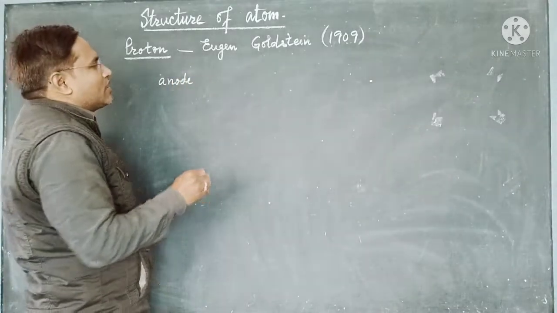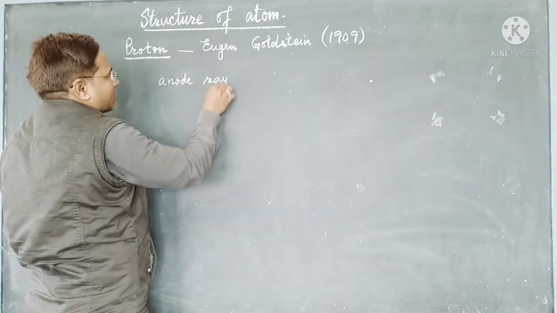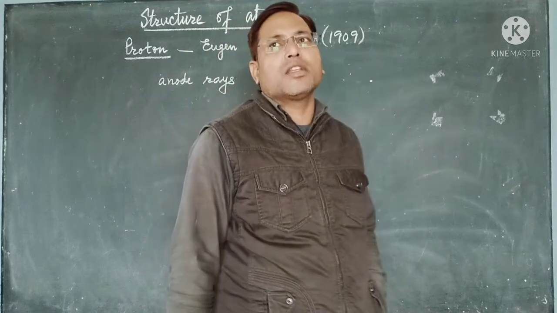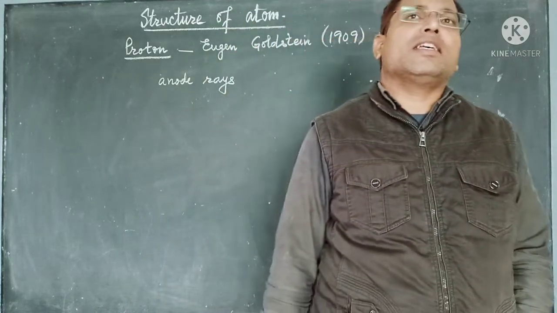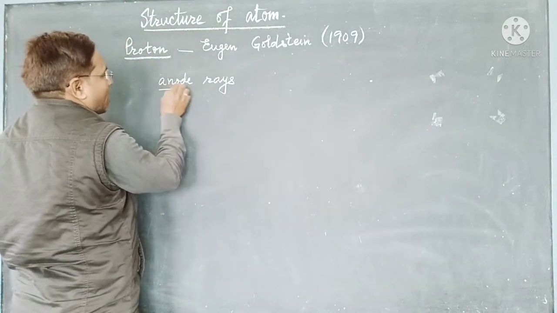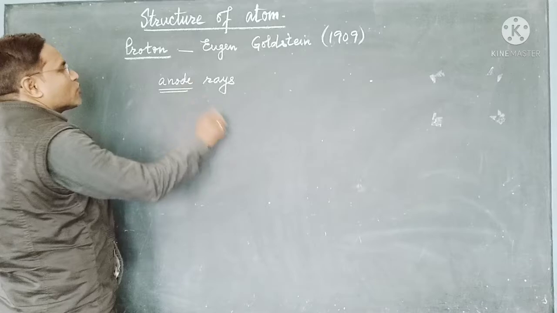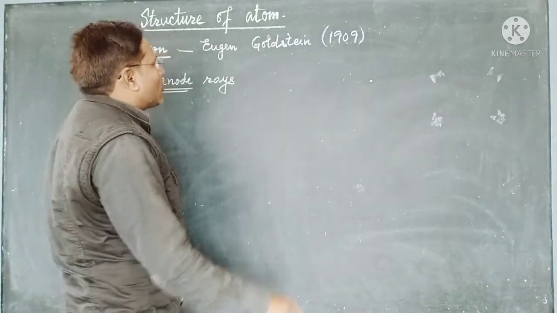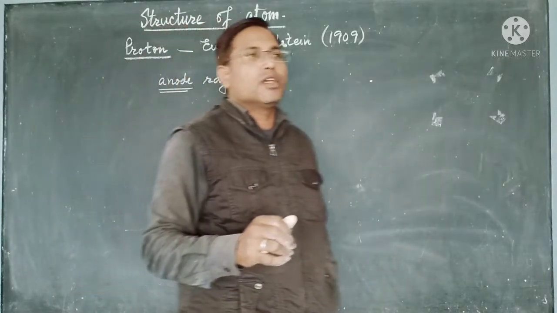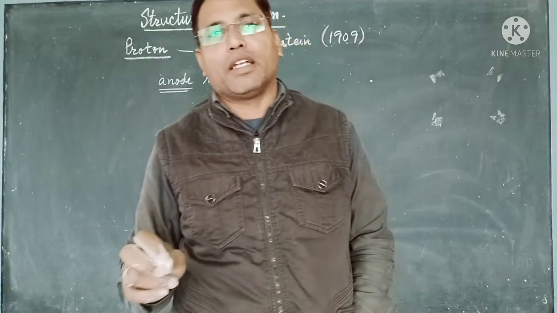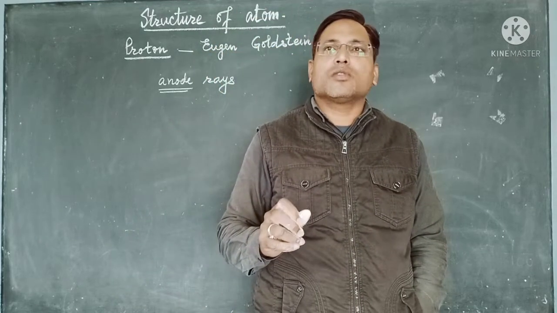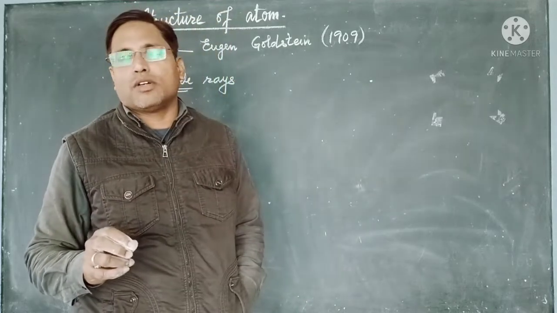So he called these rays anode rays. Since these rays were coming out from the anode end, the positive end, he concluded that these rays consist of positively charged particles. And in this way, the discovery of the proton was done.